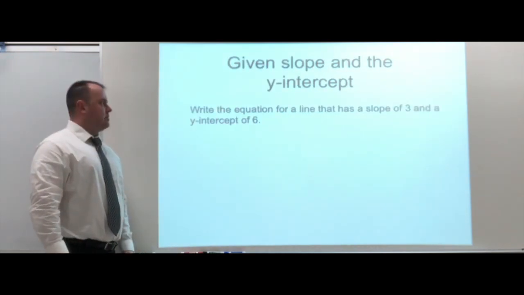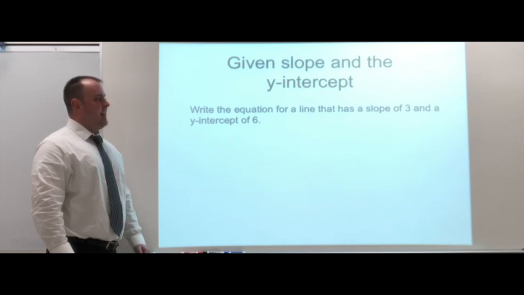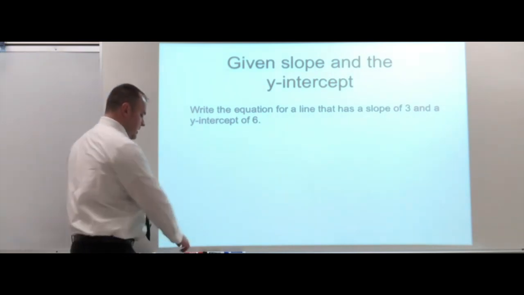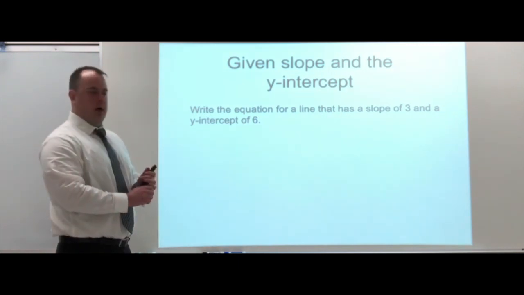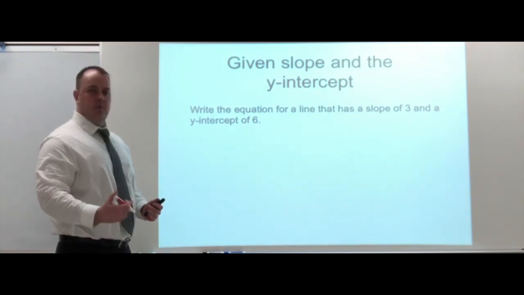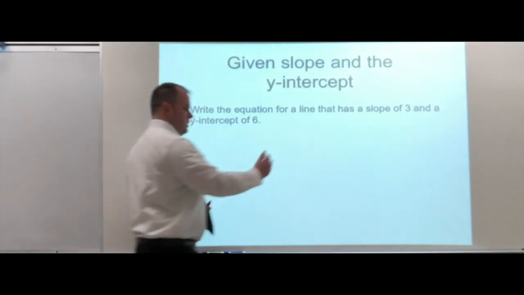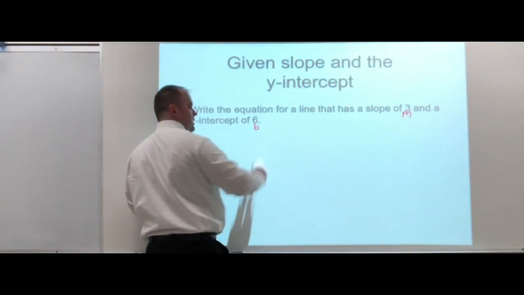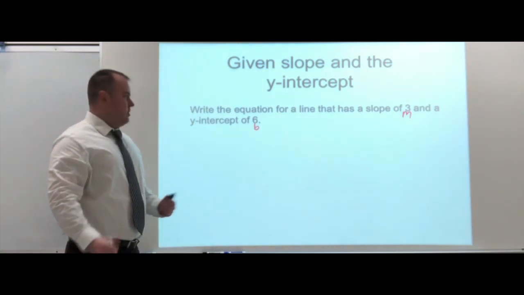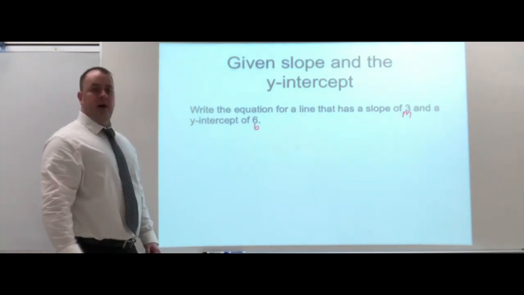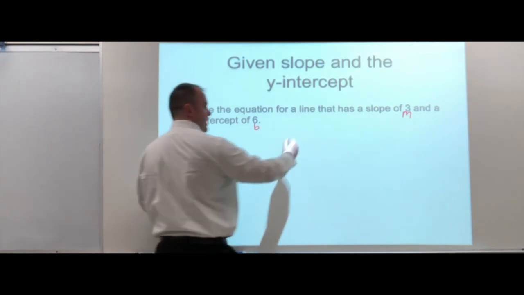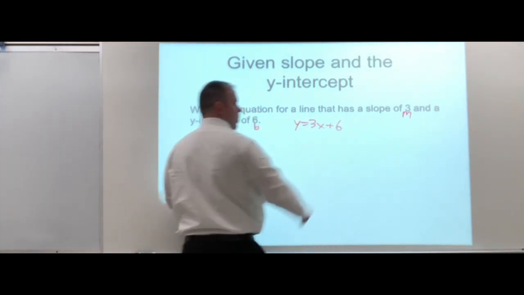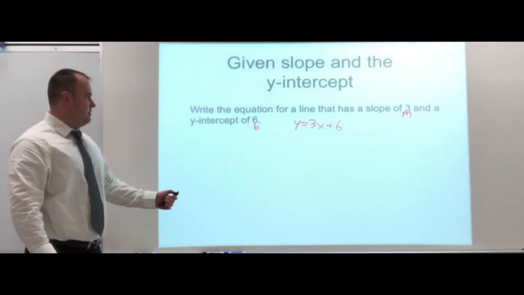Given slope and the y-intercept, write an equation for a line that has a slope of 3 and a y-intercept of 6. Okay? So this is giving us our m and our b, the two questions. What is my slope? What is my y-intercept? Slope here is m, y-intercept is b. Okay, so there's no calculation needed. We can just identify what our two pieces are and write out our equation. y equals 3x plus 6.